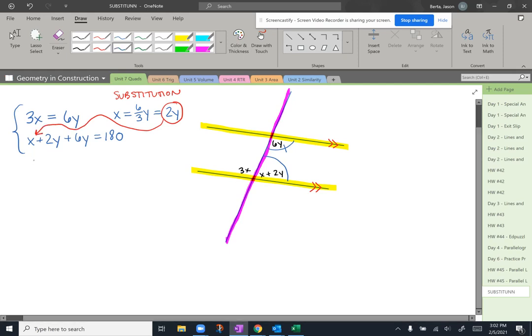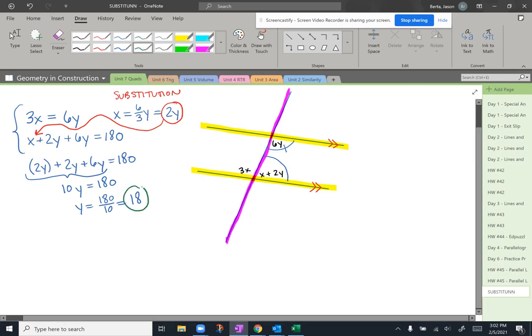When I do that, I get 2y plus 2y plus 6y equals 180. I can combine all these like terms. That's 10y will equal 180. When I divide both sides by 10, I get y equals 180 over 10, which means that y equals 18.